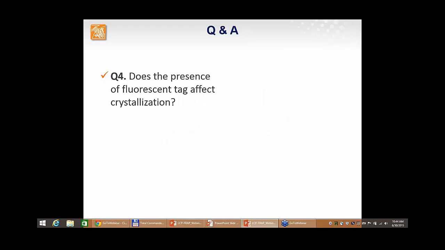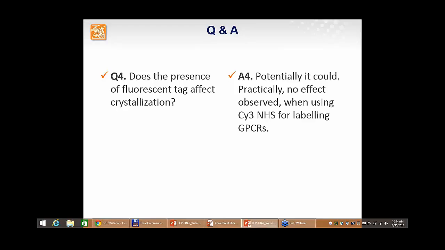Question number 4, does the presence of fluorescent tag affect crystallization? Well, potentially the presence of fluorescent tag can affect crystallization. And this is again, the knowledge of protein is important to understand what the best way of labeling the protein is. In our experience with G-protein coupled receptors and using Sulfo-Cy3 succinimidyl ester, we do not observe any interference with protein diffusion or crystallization.